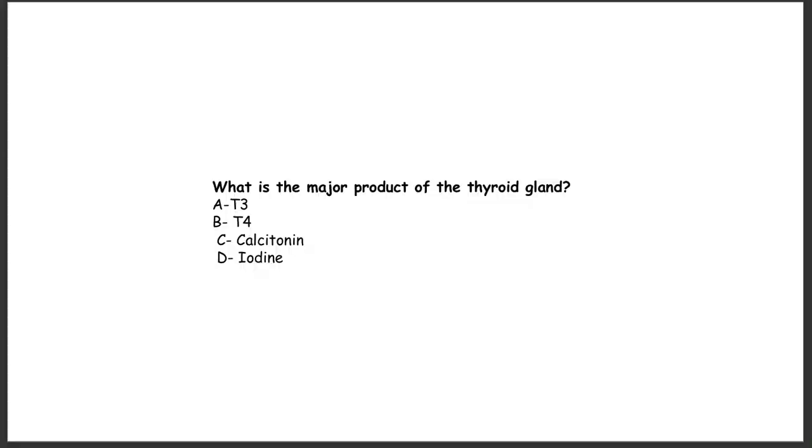Okay, so let's attempt some exam questions. What is the major product of the thyroid gland? T3, T4, calcitonin, iodine. Which one can you pick? Any other? So Josephine says D. So the major product is T4.